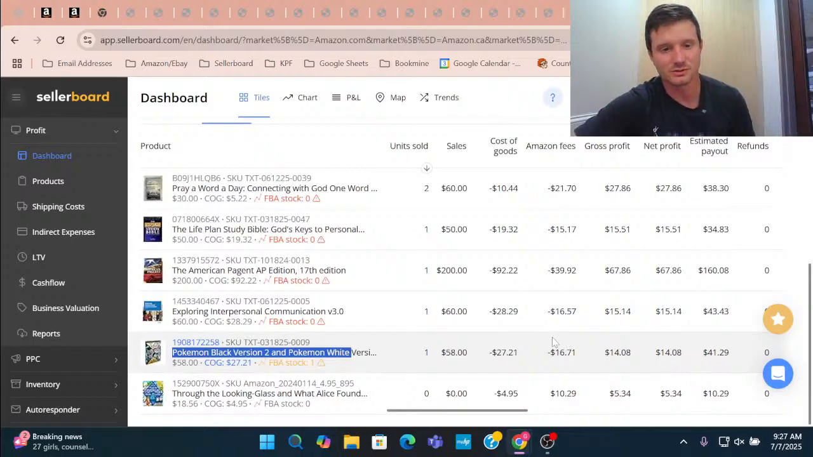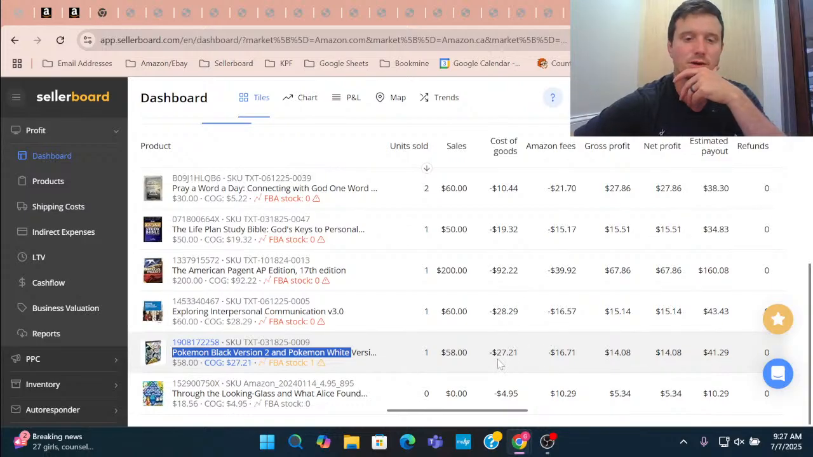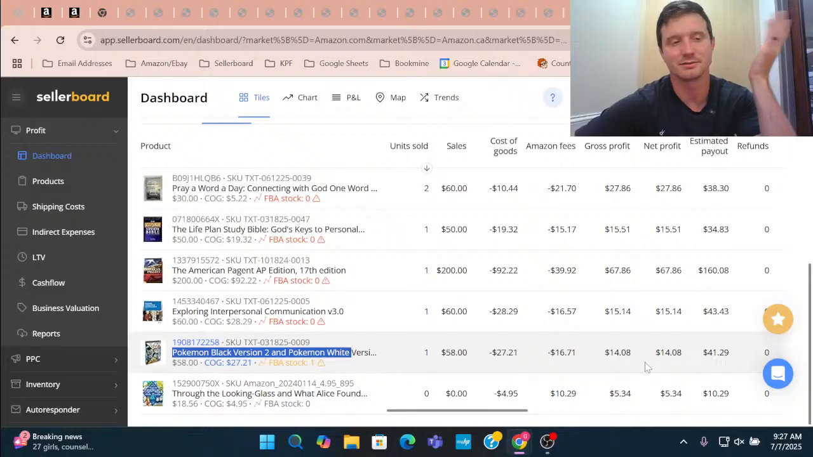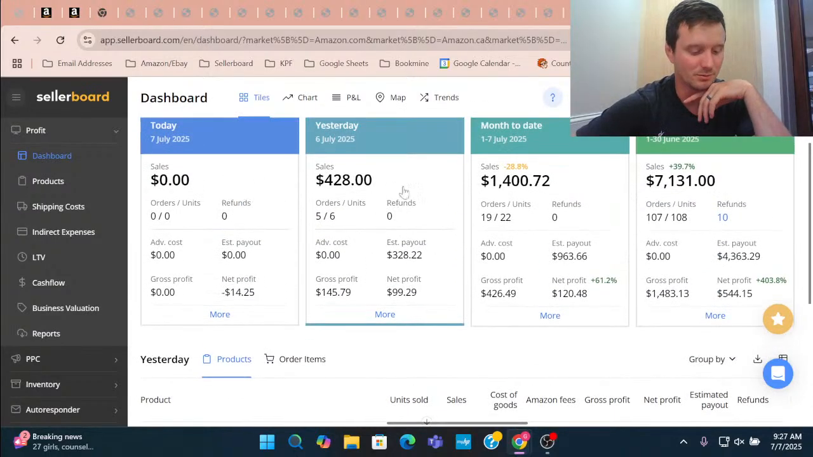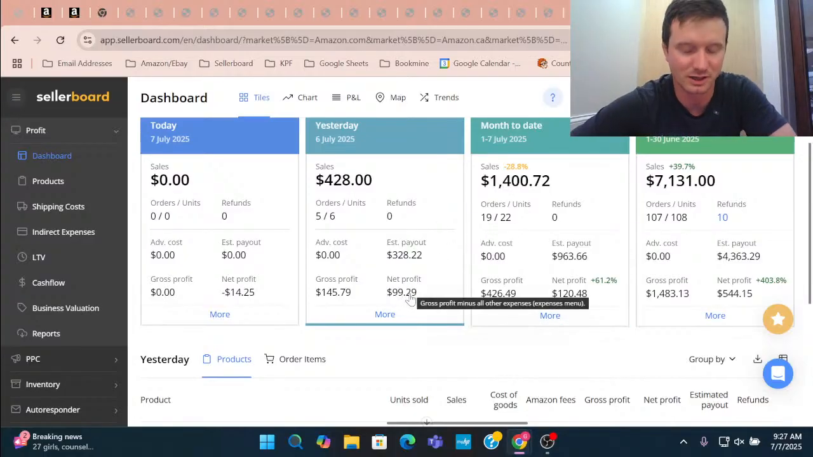There's not going to be much of a difference whenever you're breaking it down book by book, for your gross profit to your net profit, because there's not really an expense coming out of that. This is where your COGS are coming from, if that makes sense. Where the difference is going to be is whenever you put in your expenses for the month or for the day, whatever you're looking at, that's where you're going to see the difference between gross and net profit.